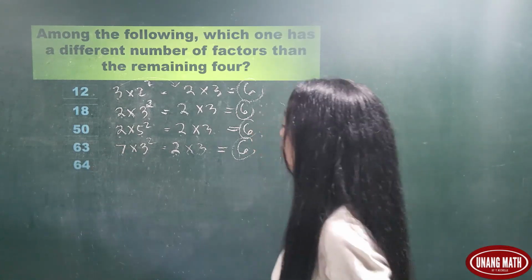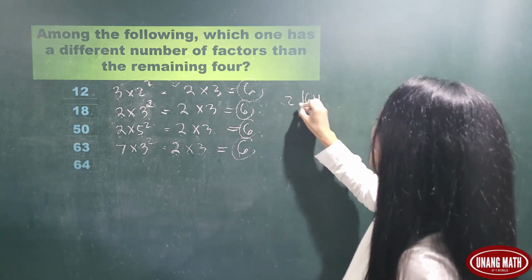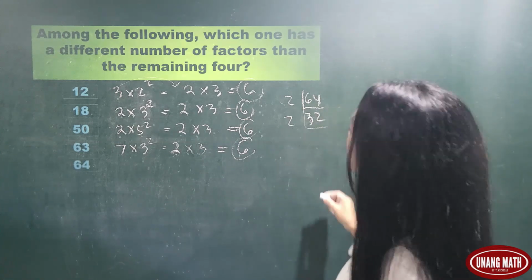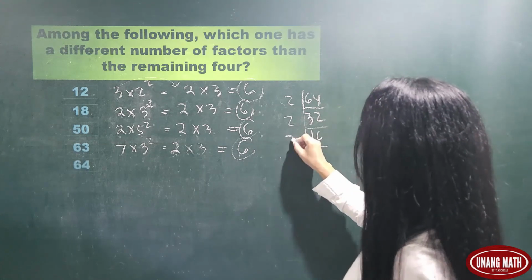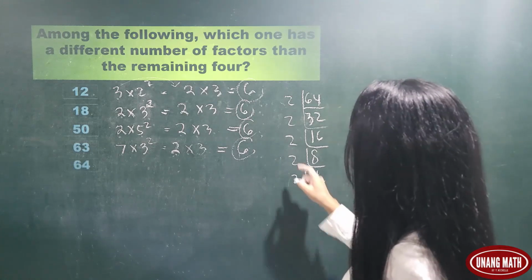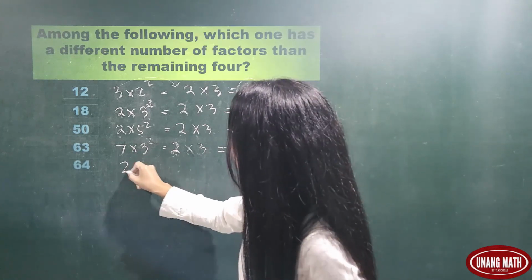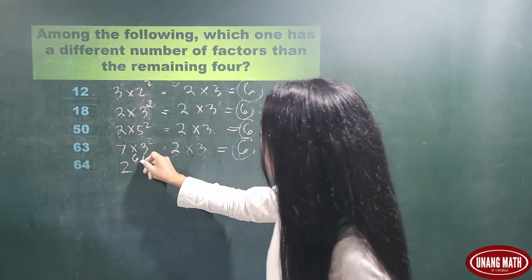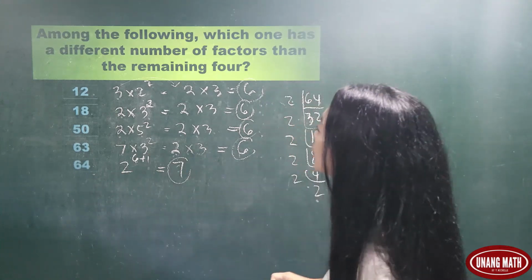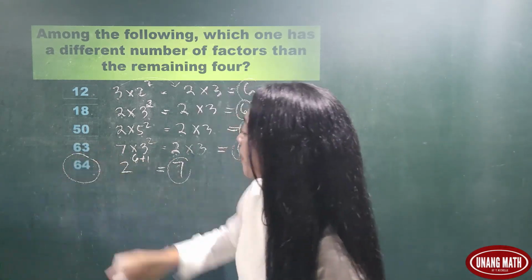How about 64? What's its prime factorization? Divided by 2, this is 32. Divided by 2, 16. Divided by 2, 8. Divided by 2, 4. Divided by 2, 2. So the prime factorization of 64 is 2 raised to the power of 6. So 6 plus 1 is equal to 7. 64 has 7 factors. So the answer to this question is this number, 64.